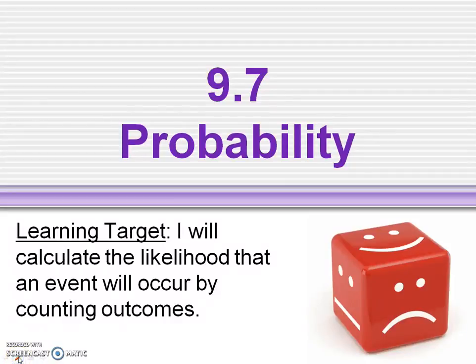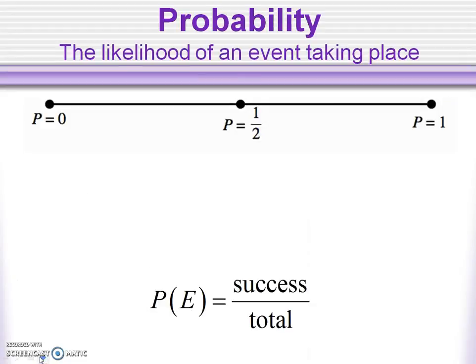All right, in this video, we'll talk about the basics of probability. Probability is defined as the likelihood of an event taking place. Probability falls on a continuum from 0 to 1, where a probability of 0 is something that will never occur. And a probability of 1, or 100%, is something that is certain to occur. And then, of course, halfway here is equally likely or unlikely.